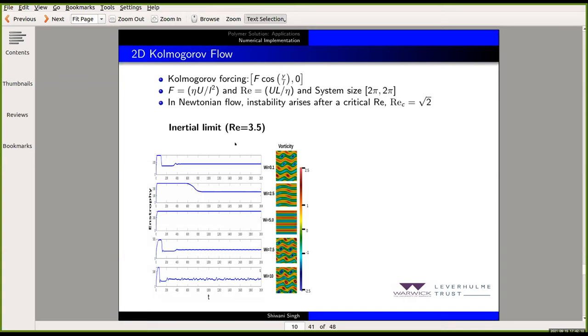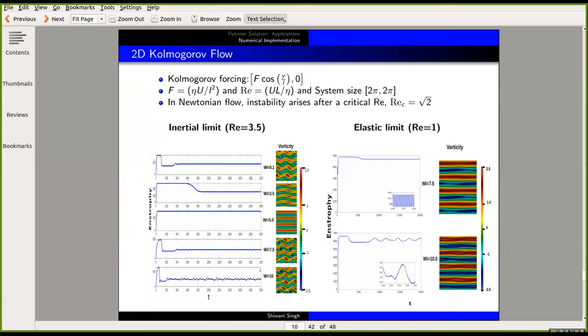You can see at Weissenberg 0.1, where the feedback of the polymer is very small, there are instabilities. These are the vorticity profiles. As we increase the Weissenberg number, we see that these instabilities die and completely vanish at higher Weissenberg numbers. This corresponds to the so-called drag reduction phenomenon, and we can see that it has reached a laminar state. But if we further increase the Weissenberg number, the elastic effect starts to dominate, and we see instabilities which are purely elastic in nature.